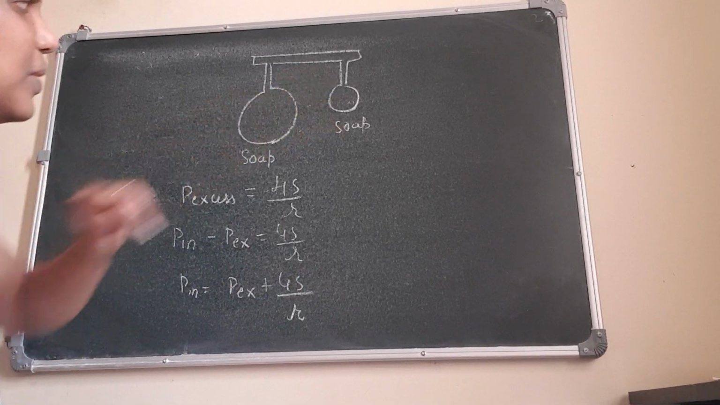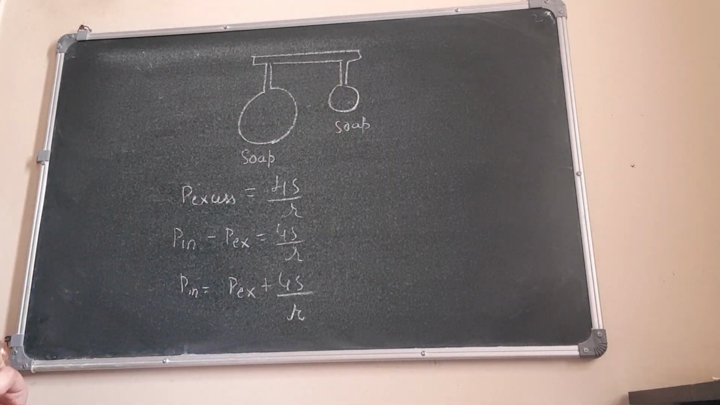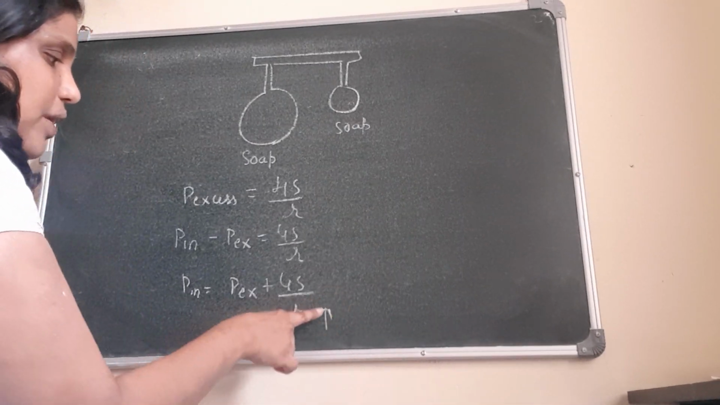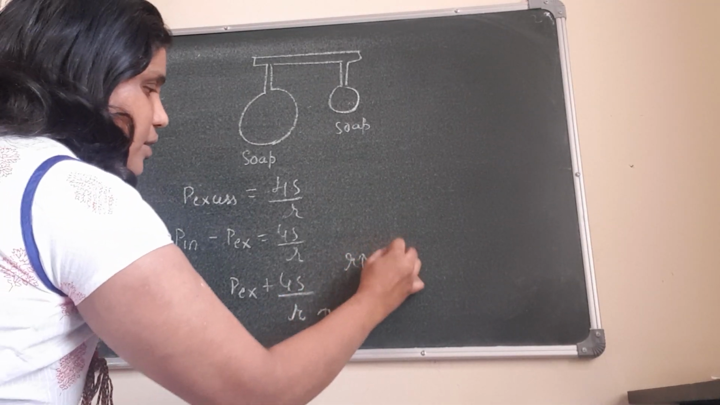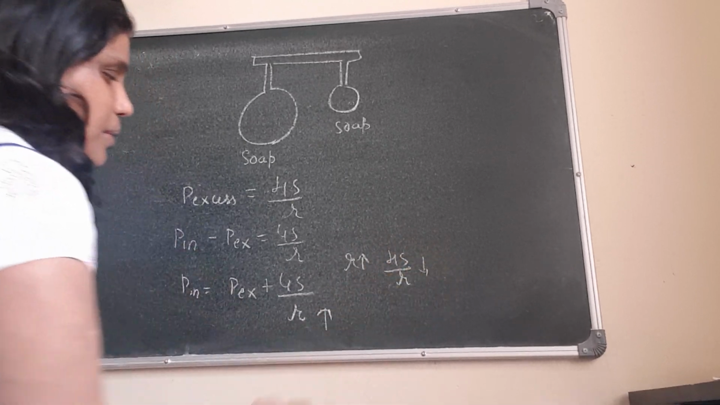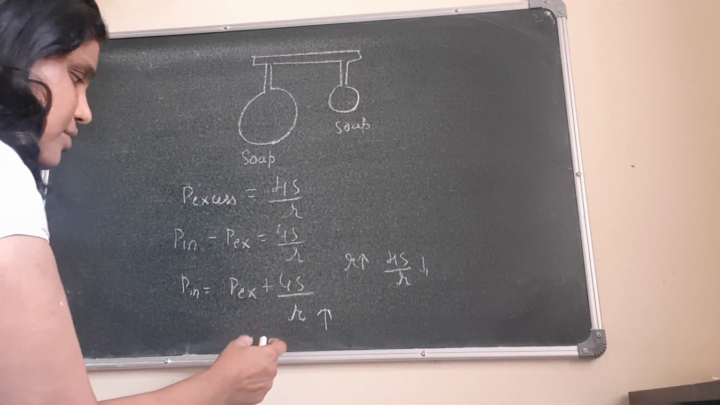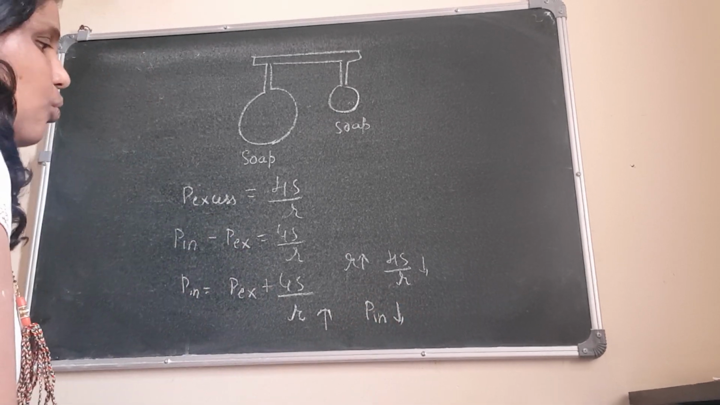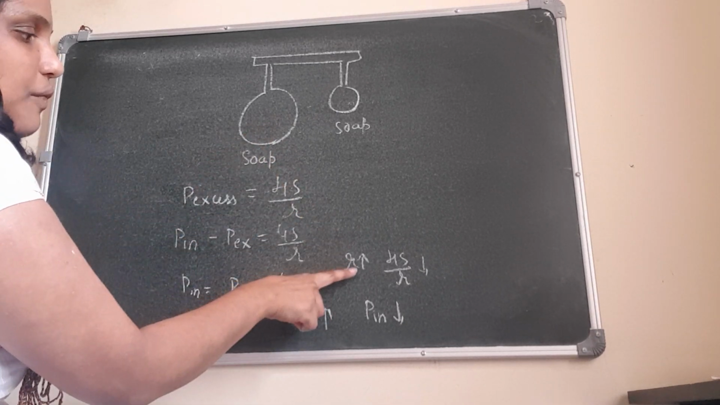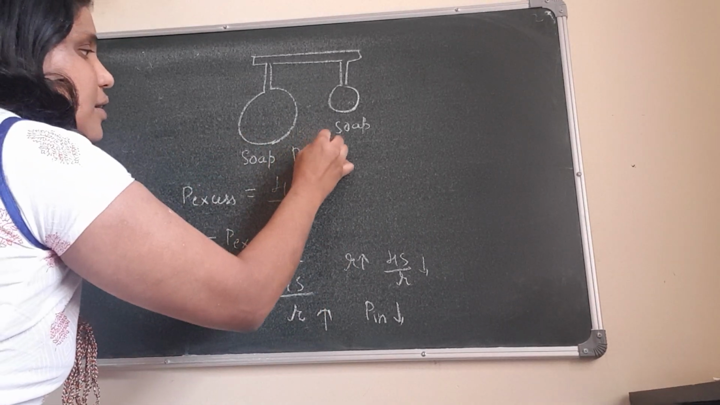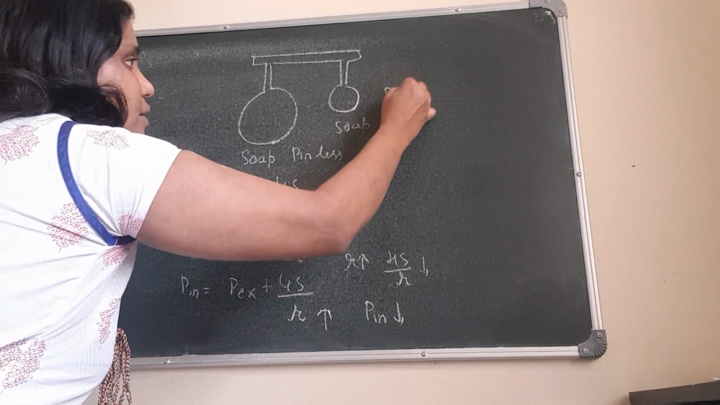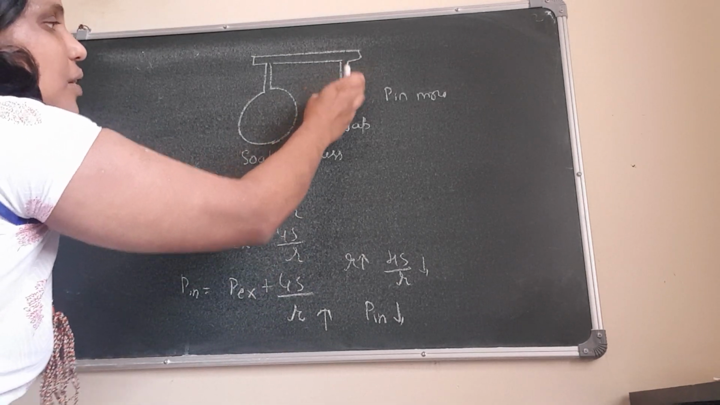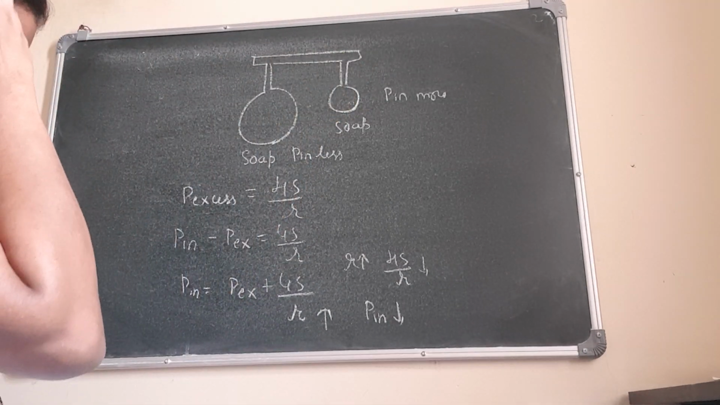Now what is the difference between these two bubbles? R is going to be lesser here. So let us consider what happens when R increases. When R increases, 4S by R decreases. And if 4S by R decreases, P internal will decrease. Correct? So that means for the bigger bubble where R is more, P internal is less, and here P internal is more.